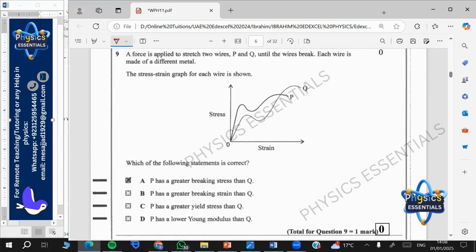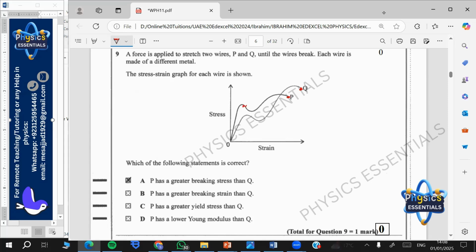Okay, first one, P has greater breaking stress than Q. What exactly is the point showing where the body is breaking? This is the point. And this is the point, because when the body breaks, no more stress, no more strain, no more graphical extensions or contractions will be shown, because here the body is broken. It means there is no point of having the graph going on further, because body is already broken, right? So at this point you are stopped, means the body is now broken.